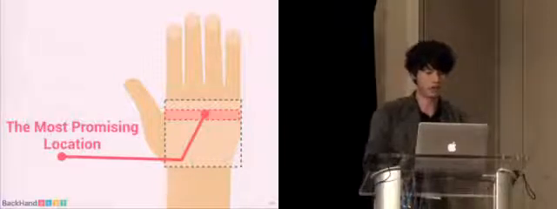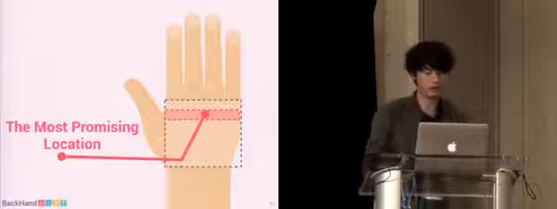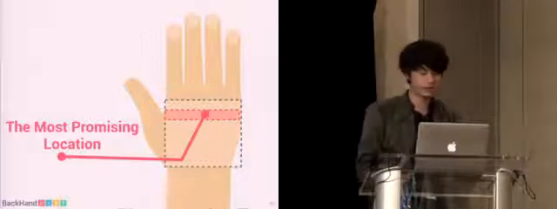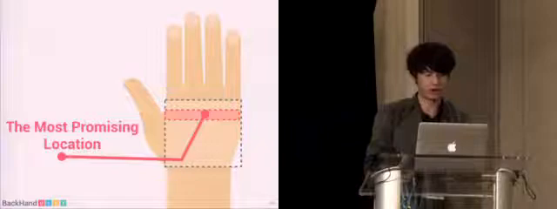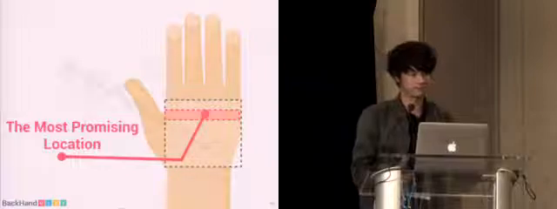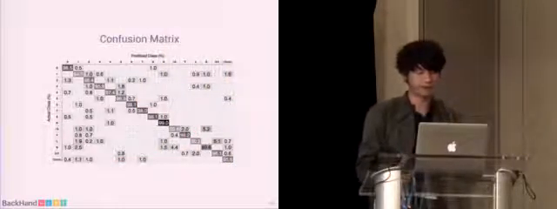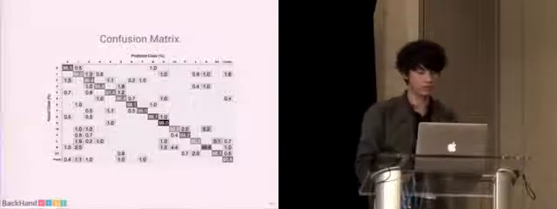This is also known as the most promising location, and such a location is not what we expected at first. We thought it should be right at the knuckles, since joints are the main moving parts on the hand. Next, we examine the misclassification rates of the gestures using the result from the most promising location.